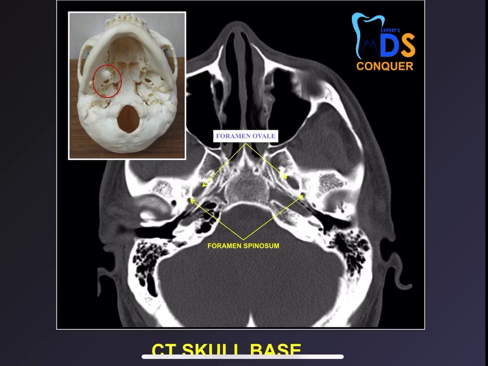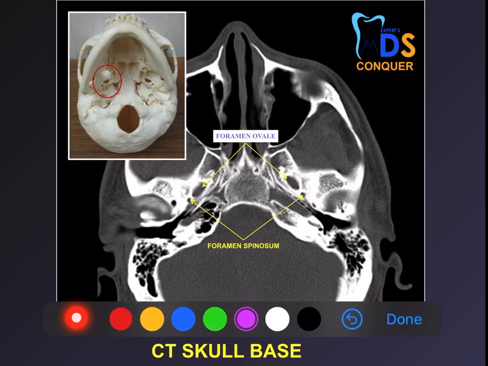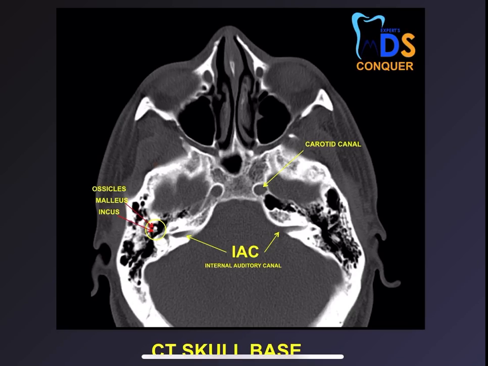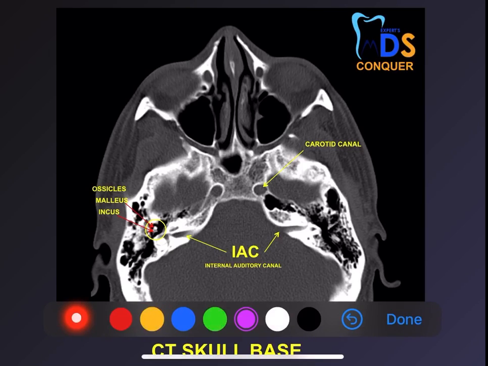Next, if you see the foramina, the foramen ovale and the foramen spinosum. In the skull, the bigger one is the foramen ovale and the smaller one is the foramen spinosum. Like that you have to identify. Next, just the inner parts of the ear: this is the internal auditory canal and these are the ossicles, malleus and incus. Just give a glance to that, it's not that important.